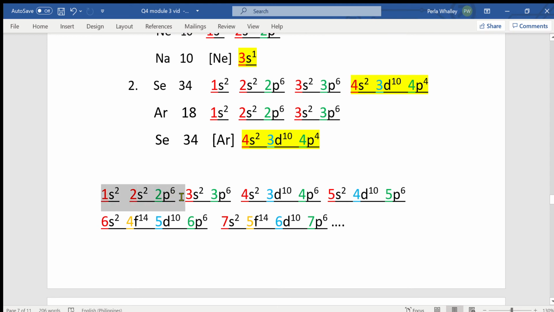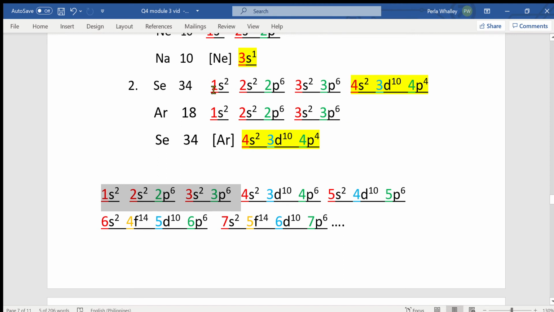1s2, 10, 18, 20, 10, 30, plus this 36. Okay? But selenium is only 34. So we subtract 2. It becomes 4p4, the electron configuration of selenium. Argon is 18. So 4, 10, 12, 18.